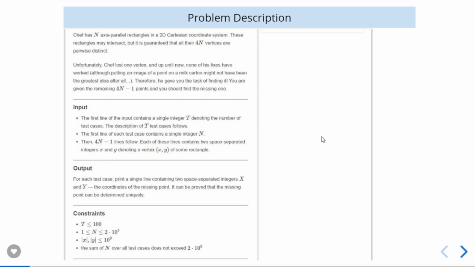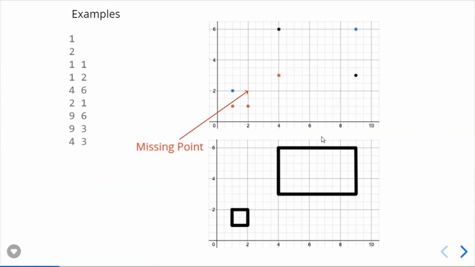Let us understand the problem with the help of an example. Suppose these are the points that have been given to us. These are the points for the two rectangles. Only one point is missing. From these points we can make one rectangle, and from those we can make another, but one point is lacking, so we need to identify that particular point and give it as output. Let us see how we can make an approach for this problem.